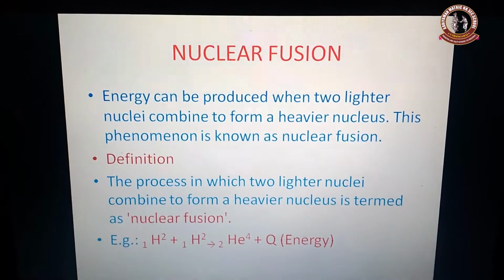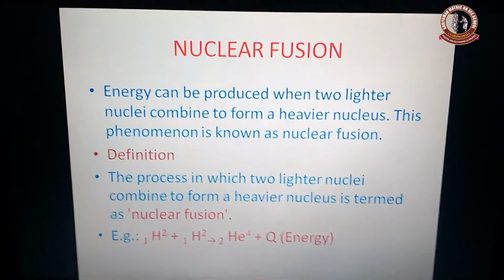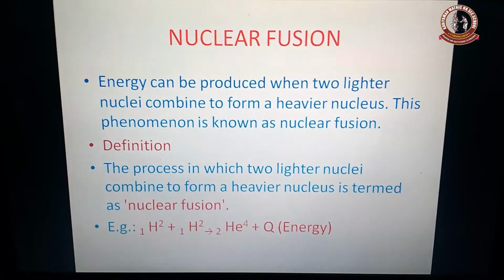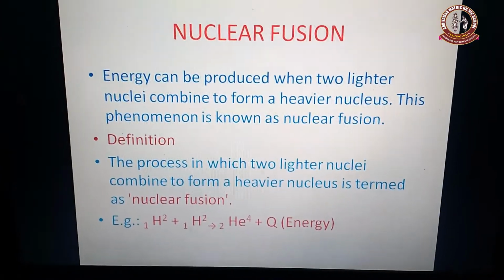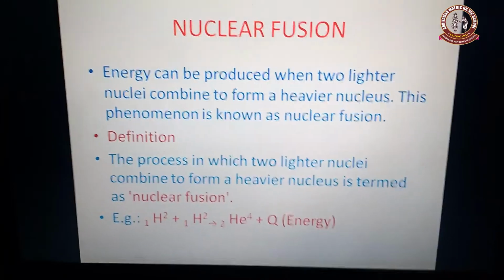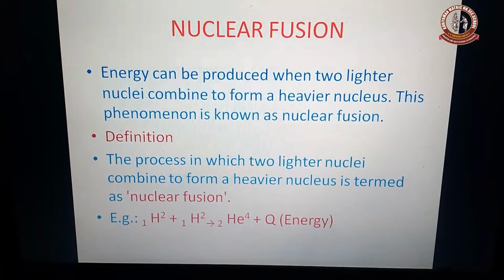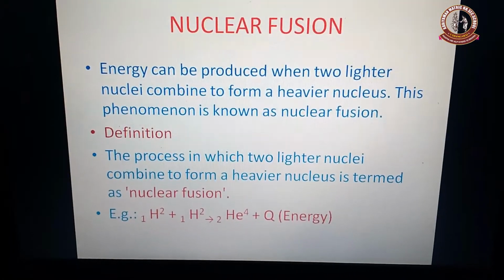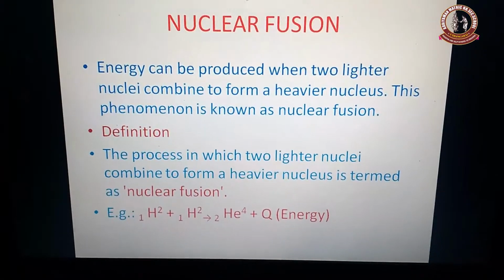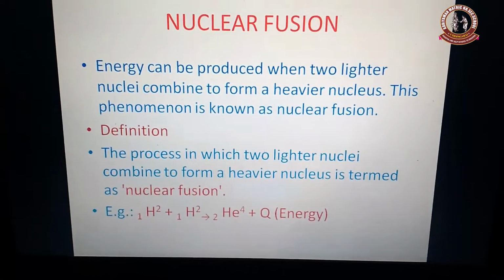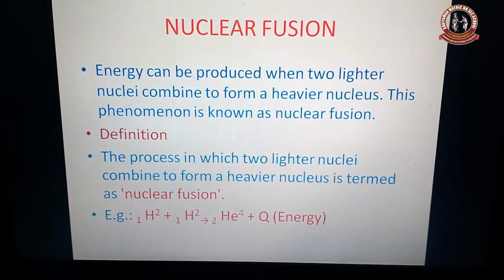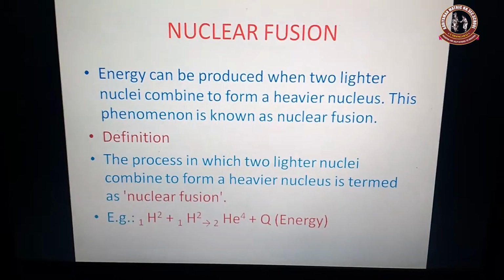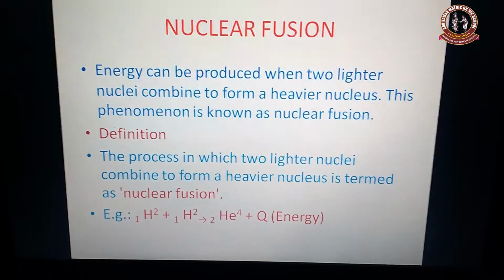Here you are going to join two lighter masses of elements and they become a heavier mass. During this process some amount of energy will be produced. These kinds of reactions are called nuclear fusion. The definition of nuclear fusion is the process in which two lighter nuclei combine to form a heavier nucleus.